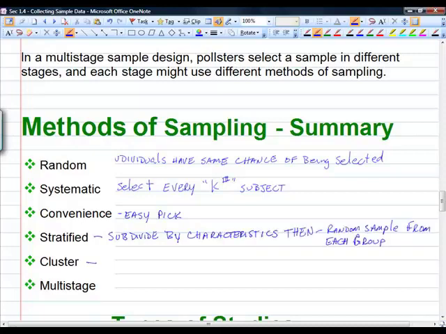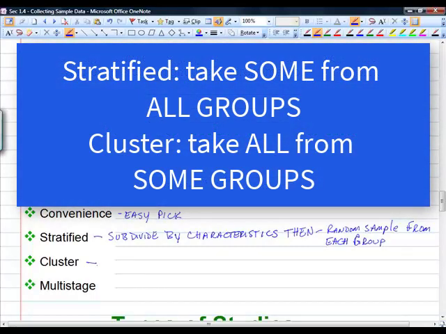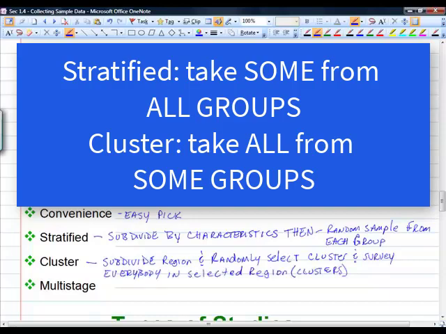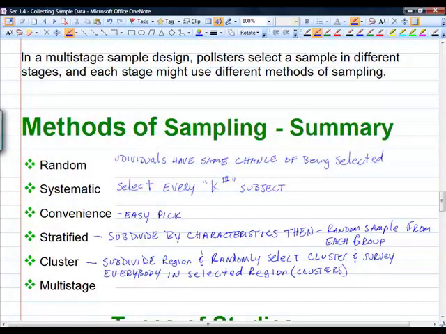Cluster sampling. Okay, here we subdivide, not necessarily by characteristics, we subdivide a region and then randomly select regions. And we don't just take a random sample from each selected region, we survey everybody in that region. All right, and then multi-stage just means you can use more than one of these at each stage.